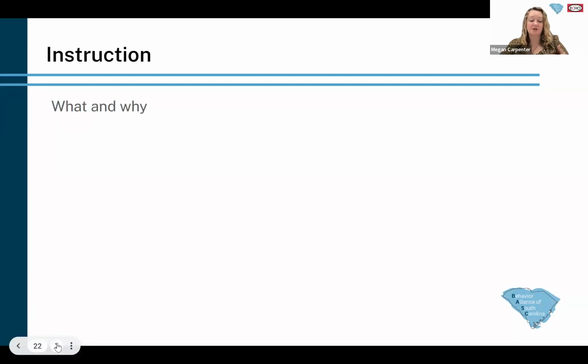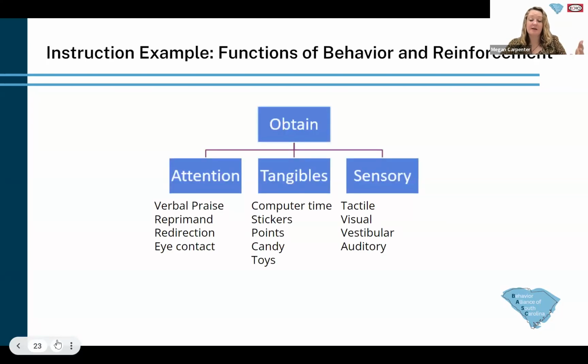We start with the instruction. We want to explain to the person we are coaching what the strategy is and why it's important. For example, I might explain that the strategy is that we want to match the function of the challenging behavior to reinforcement, because we know reinforcement is more effective when it matches the function of the contextually inappropriate behavior. So I would give some examples.